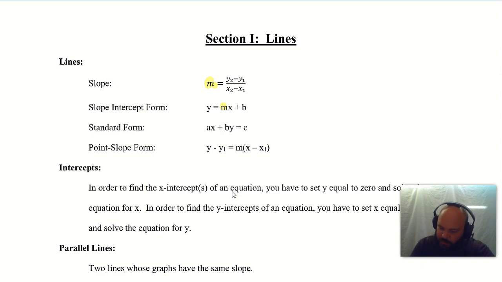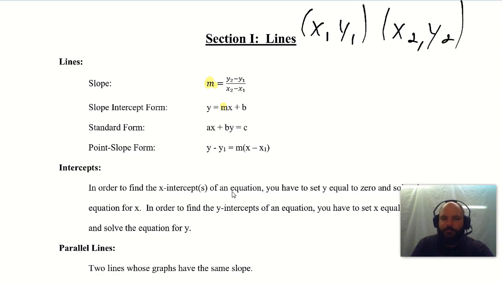As a general rule, you would have x1 and then y1 as your first ordered pair, and then you would have x2 and y2 as your second ordered pair. And then to find the slope in between those 2 points, you would simply do y2 minus y1 divided by x2 minus x1, and that would give you your slope. Yes, you should reduce the fraction if it's necessary.